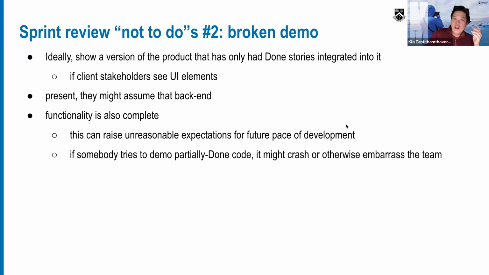Broken demo. Oh my goodness. Don't even do it. Ideally, you should show a version of the working product, incrementally working deliverables. It should work. Don't show a broken demo during the presentation at all. Otherwise, what is that? Functionality must be completed. This can raise unreasonable expectations for the future pace of development. If somebody tries to demo partially done code, it might crash and otherwise embarrass the team. The customer or the client may not trust you at all, and you lose your reputation.